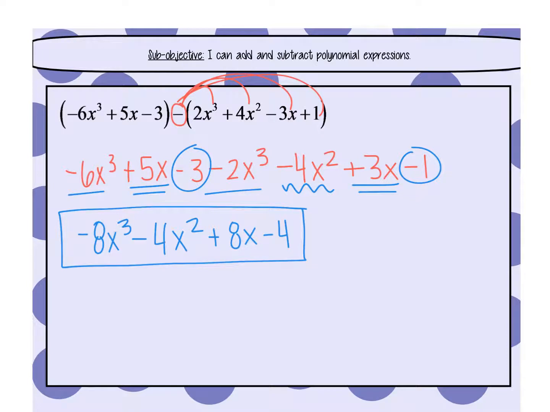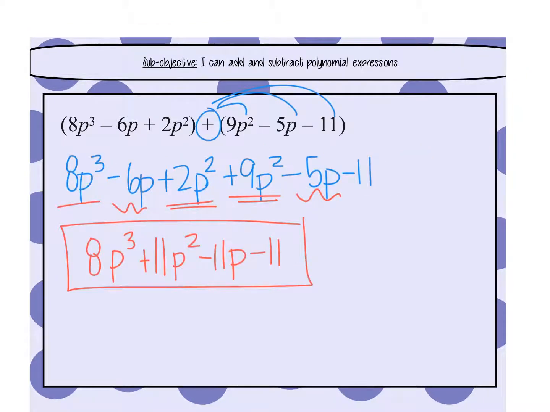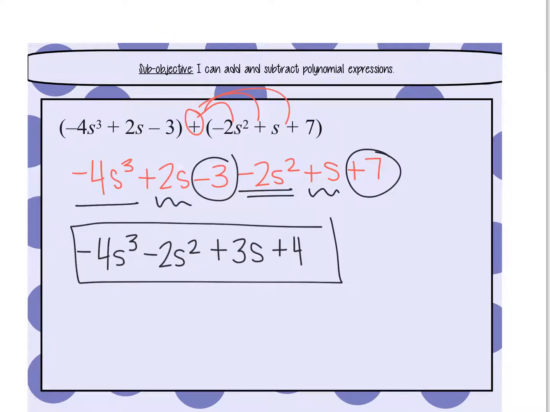So for this example, you should have negative 8x to the 3rd minus 4x squared plus 8x minus 4. And for this one, 8p cubed plus 11p squared minus 11p minus 11. And this one, negative 4s cubed minus 2s squared plus 3s plus 4.